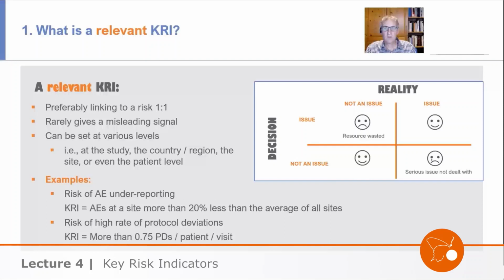So ideally, with a relevant KRI, we want to have as few of those misleading signals as possible, but in all likelihood there will always be some misleading signals, and that's why critical thinking is so important.